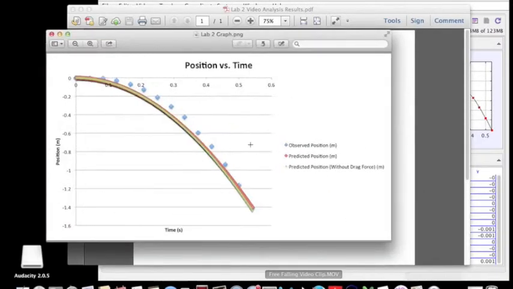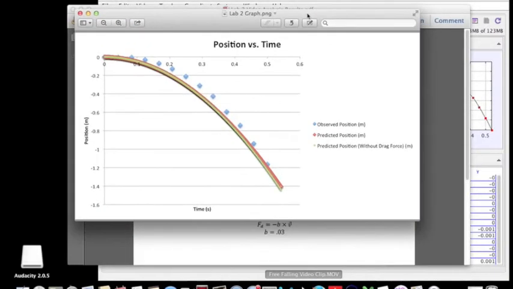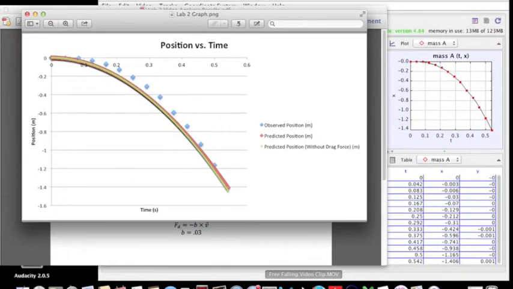If we go to our graph, it is a position versus time graph. Our observed position is shown in blue. Our predicted position with the drag force is shown in red, and our predicted position without the drag force is shown in green.